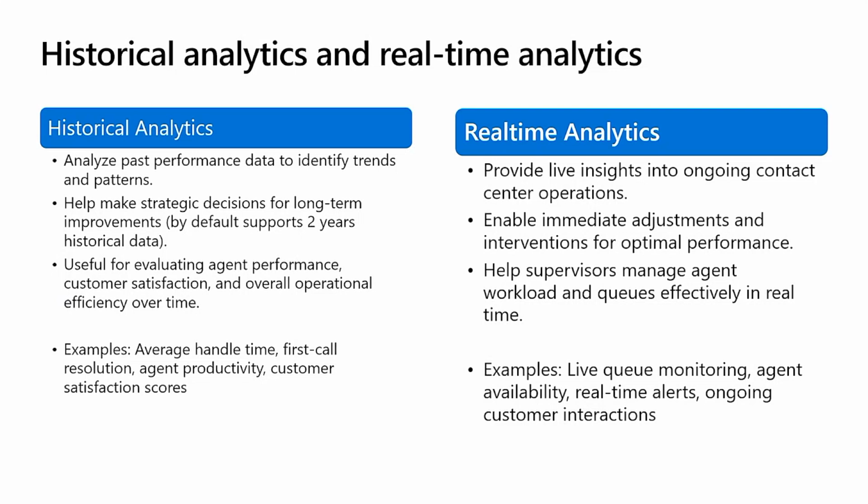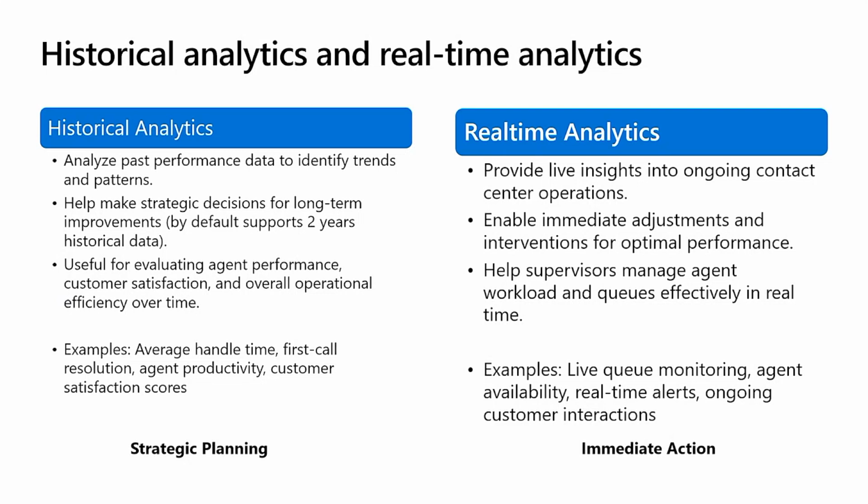Historical analytics, on one hand, help you identify the long-term trends and make strategic improvements. Let's take an example. If you notice a consistent increase in the average handle time over several months, you might decide to invest in additional training for the agents or improve the call handling processes. Real-time analytics, on the other hand, enable real-time monitoring of the current performance to make immediate adjustments. If you see that a particular agent is overwhelmed with calls, you can reallocate resources in real time to balance the workload and maintain the service level.